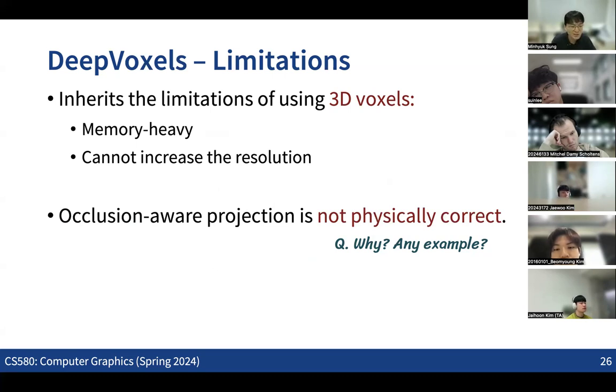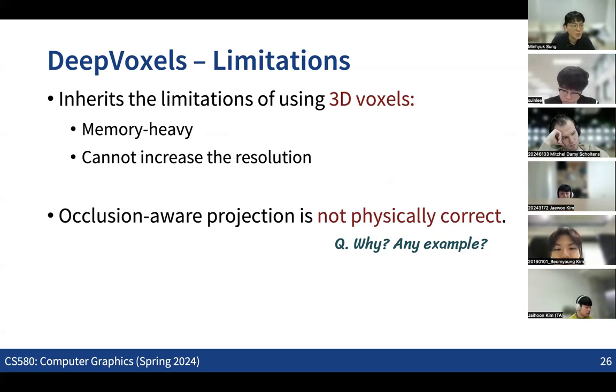So actually, physically this does not really make sense. There can be many interesting situations where the closer voxels are not visible while the farther voxels are more visible. So there is no guarantee to satisfy this kind of occlusion constraint.